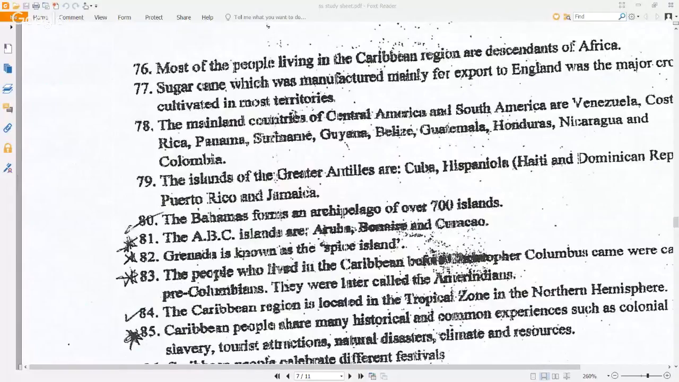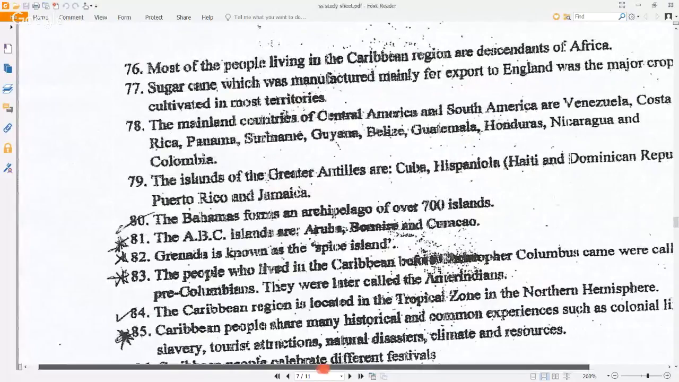76. Most of the people living in the Caribbean region are descendants of Africa. Sugar cane was manufactured mainly for export to England and was the major crop cultivated in most territories.